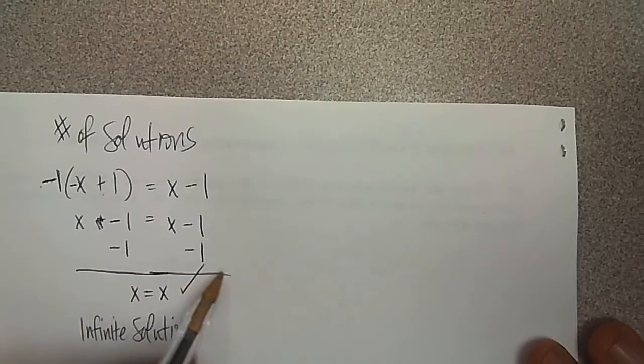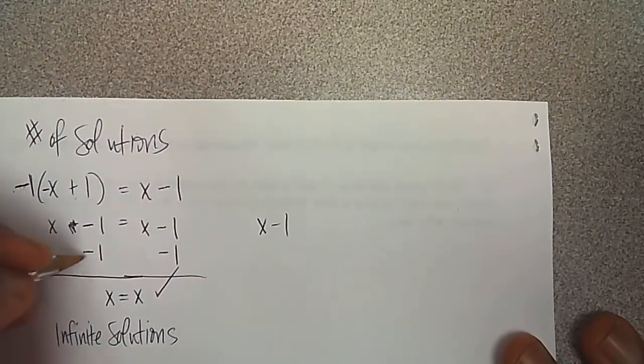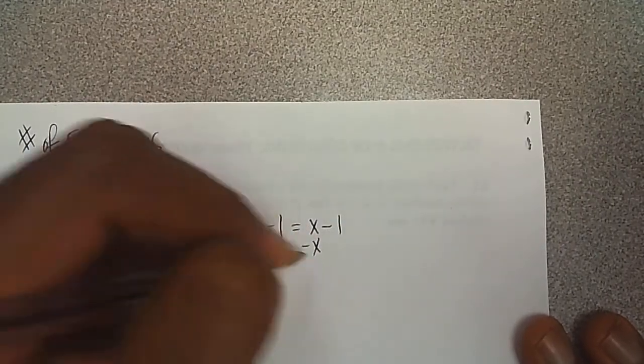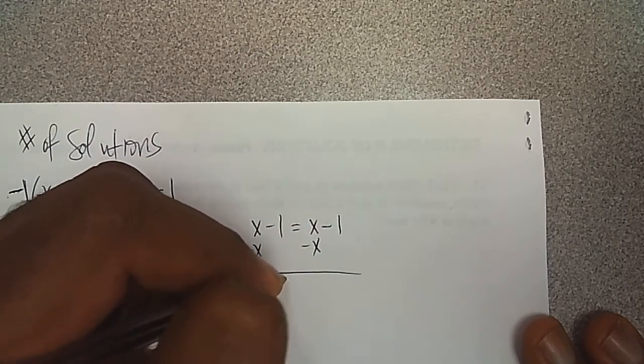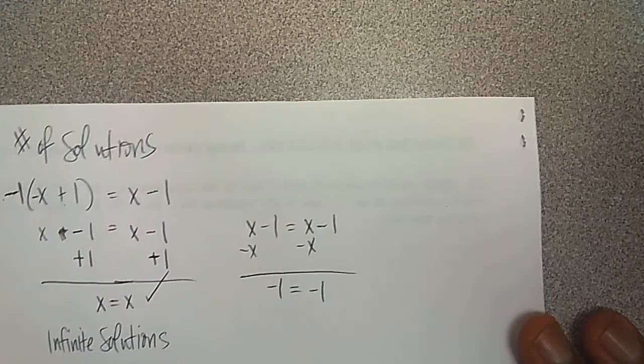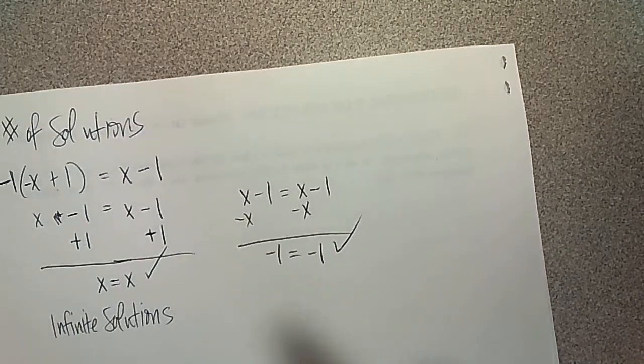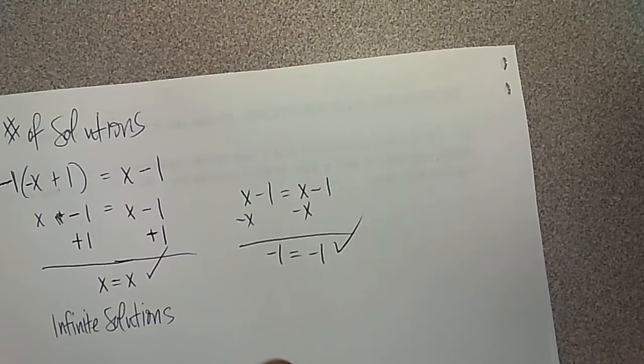So if I didn't subtract 1 from both sides, I could have added 1 to both sides. I'm dangerous. I could have subtracted x from both sides. So if you end up with a true equality statement, anything you plug in should work for both sides.